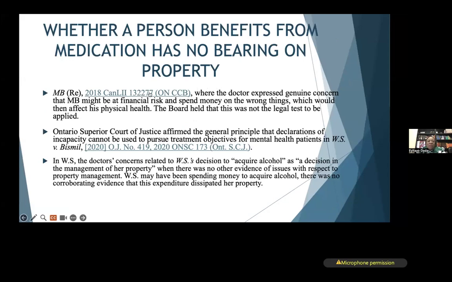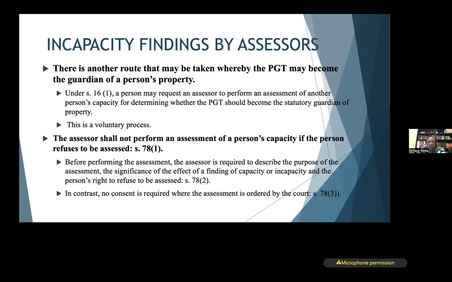Now, whether a person benefits from medication or whether they're spending their money on weed or drugs is not a relevant consideration unless the individual is incapable. The question is, does this person have the ability to appreciate how to manage their financial property or their finances? In REWS, the doctor was concerned that the individual was using the money to buy alcohol. And the board said, well, that's none of your business. If they're not capable, that's different. But if they're capable, how they spend their money is their business. I'm just paraphrasing.